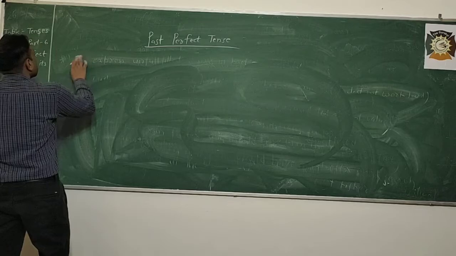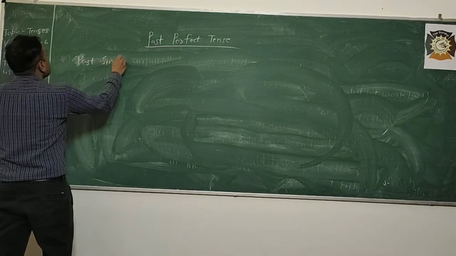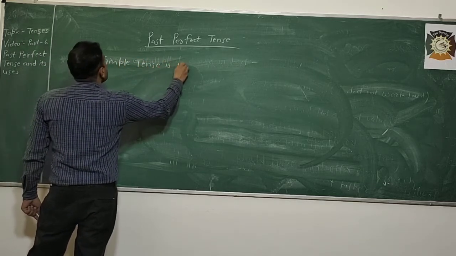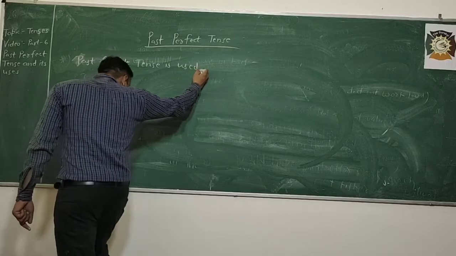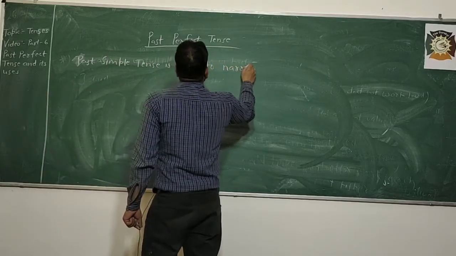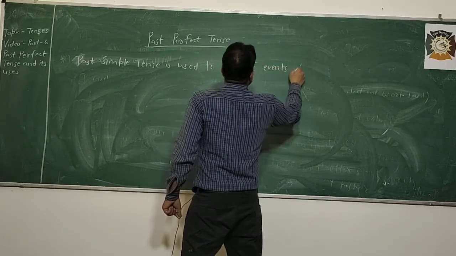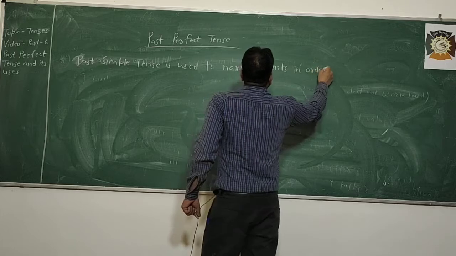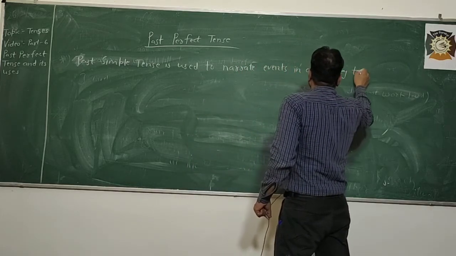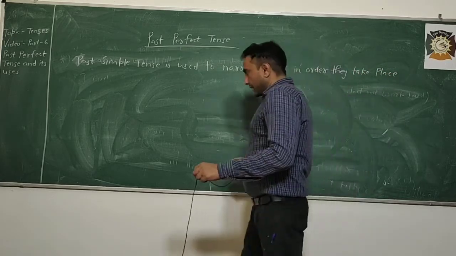like past simple tense is used to narrate events in order they take place.